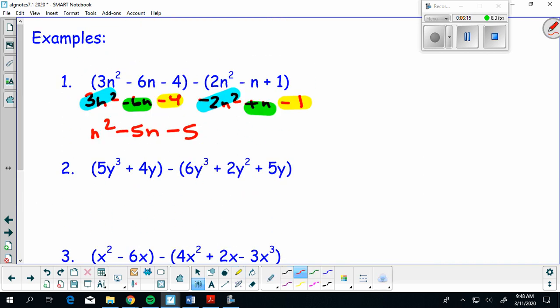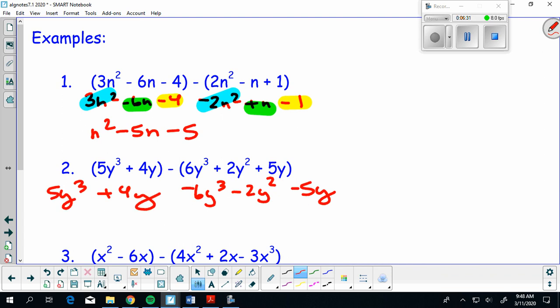Same thing on the next one. It's a minus problem because it's got a minus between. So I change all the signs in the back parenthesis. The reason that I'm doing that is because I'm actually distributing the negative to all of them. Okay, but I'm really just changing the signs. That's all that I'm actually doing.